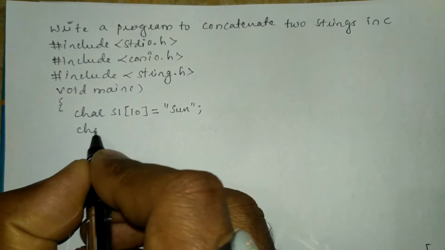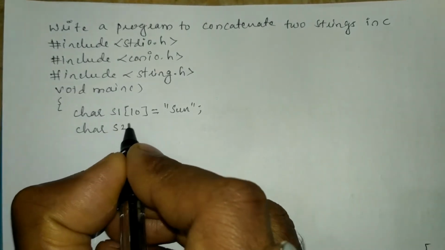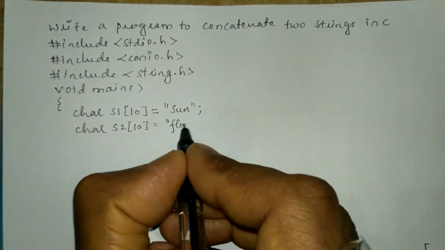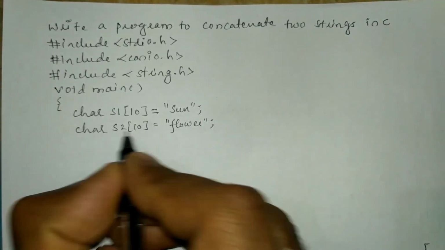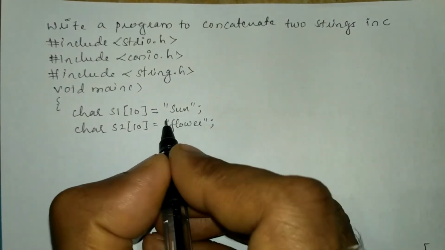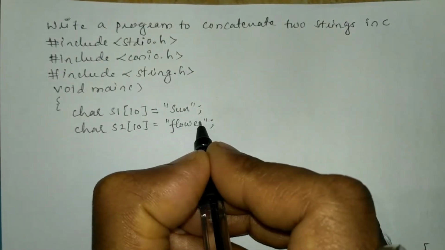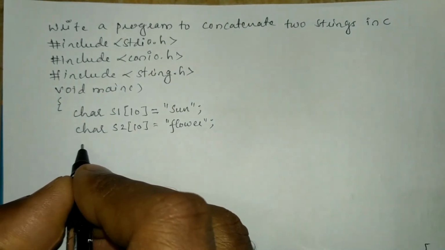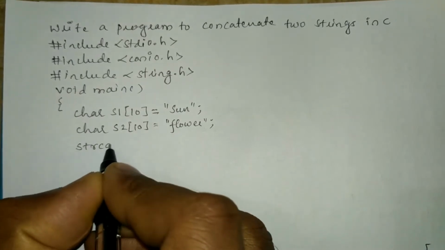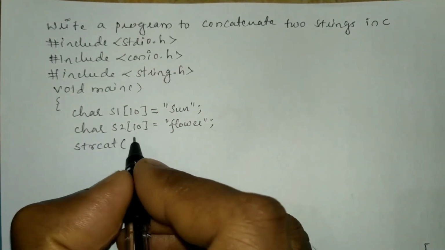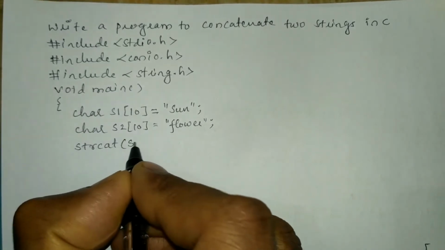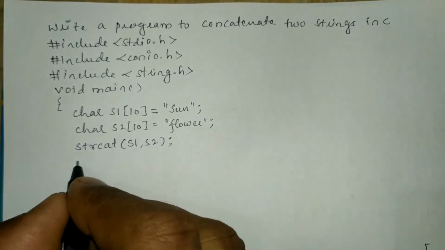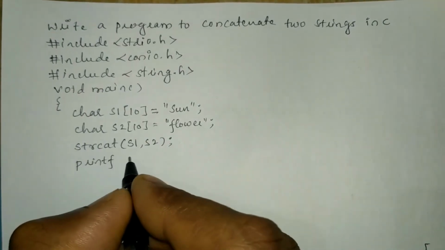Now let us write the second string. So char s2 of 10 is equal to, in double quotation marks, flower. So here string 2 will come and join at the end of string 1. That forms sunflower. Now let us use the built-in function to concatenate. Here I'm going to write the strcat function, and we need to pass both of these string variables, s1 comma s2, and put a semicolon.